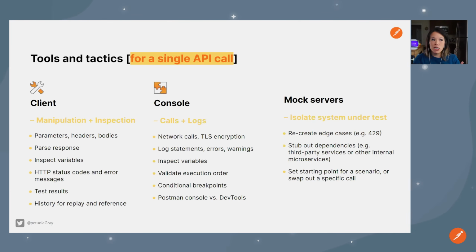The second folder was console. And again, that's a great place for network calls and all of your different log statements. You can further inspect variables. You can validate execution order and set conditional breakpoints.